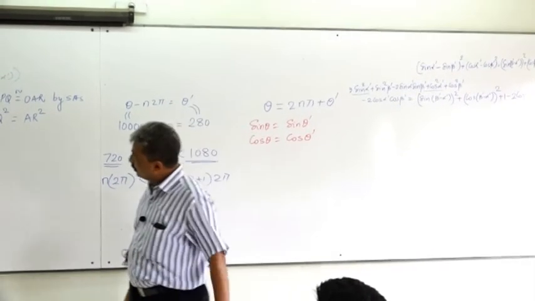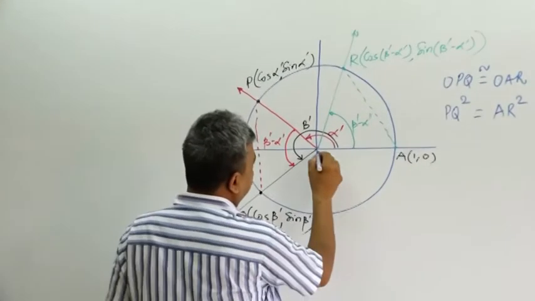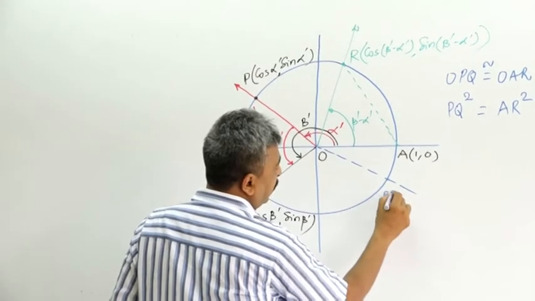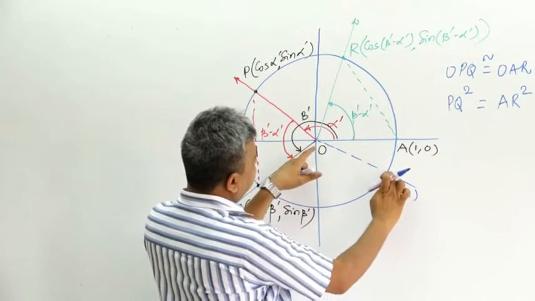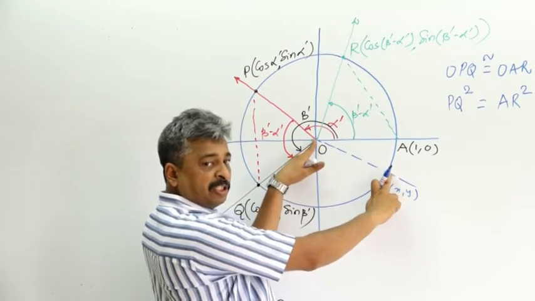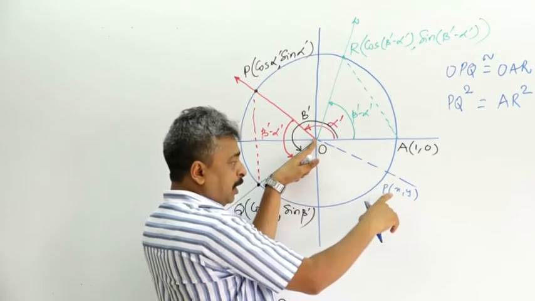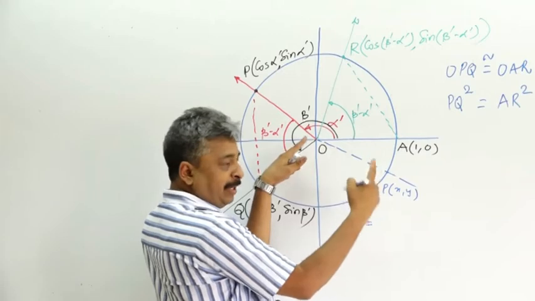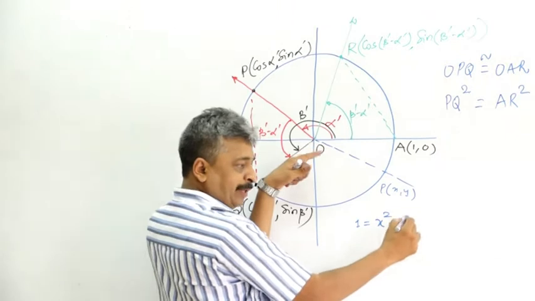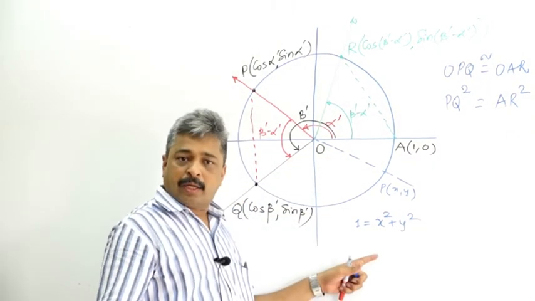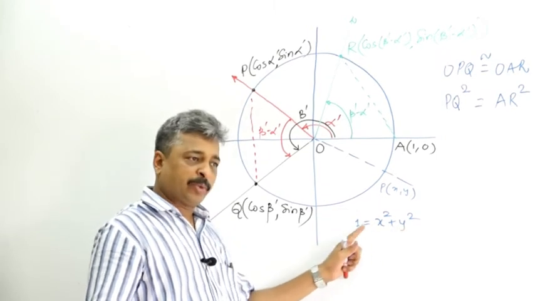Do you know distance? Let the terminal ray intersect the unit circle at P, x comma y. Correct? So how much is this distance? 1. And using the distance formula, how much is this distance? x minus 0, bracket square, plus y minus 0, bracket square. So this is equal to x square plus y square. The terminal ray intersects the unit circle at x comma y, so x square plus y square is equal to 1.